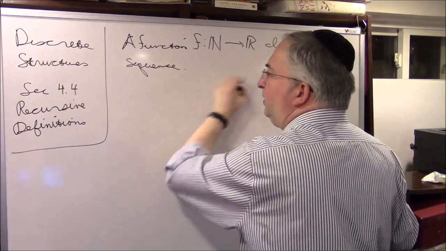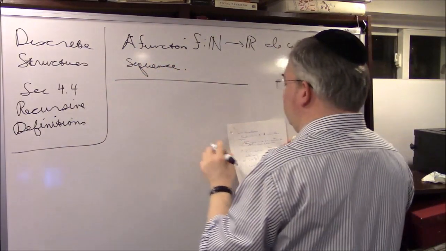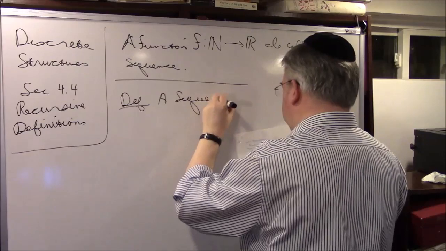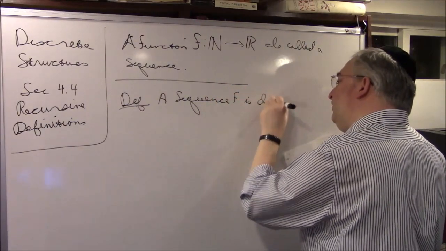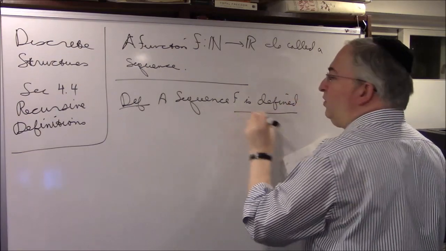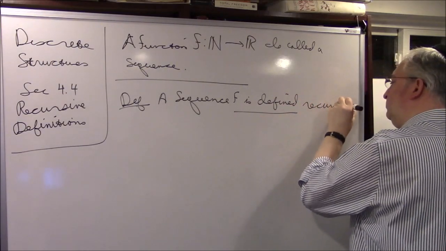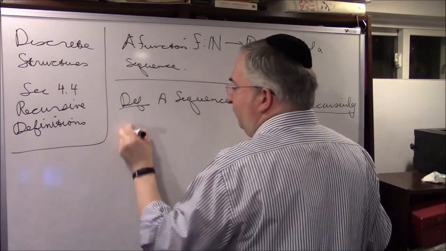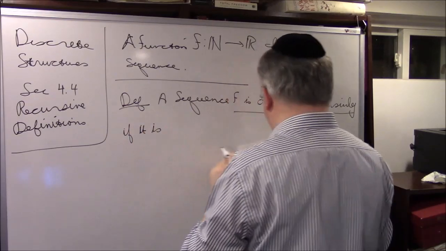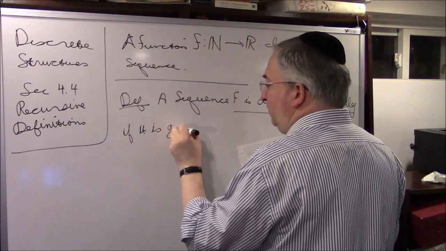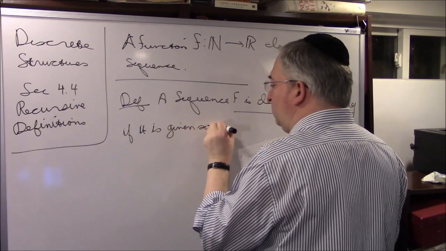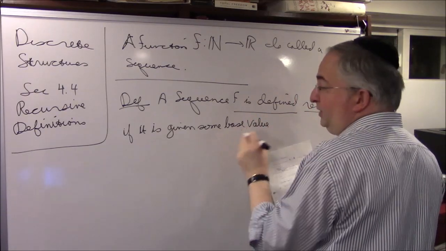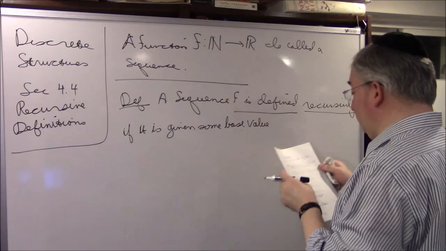Okay, let's remember. We did that already, but now let's go like this. Definition. A sequence F is defined recursively if it is given some base value. Okay, the word base, we saw that as in base case, okay?